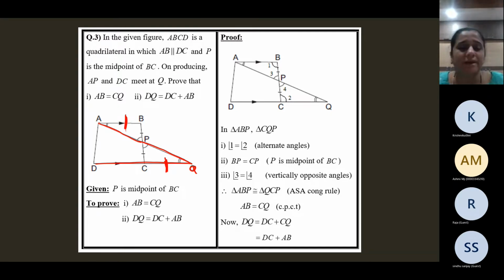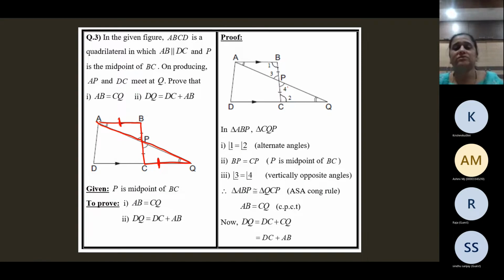For AB, we'll take up the triangle APB. And for CQ, we'll take up the triangle CPQ. We take this triangle because it has AB, and this triangle because it has CQ. We have to show that AB is equal to CQ, so we simply show that the triangles are congruent. Once they're congruent, by CPCT you will get the result.